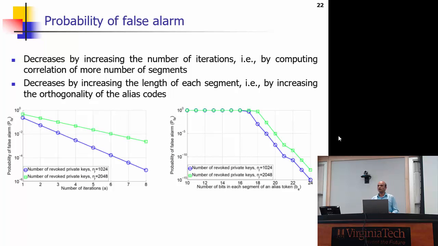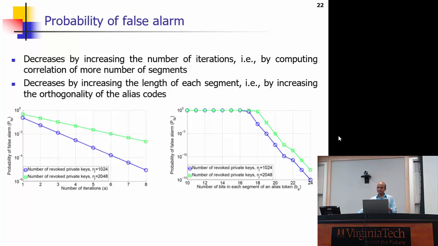So you have two things that you could change here. One is the length of each orthogonal code that you are using, and the other is the number of orthogonal codes that you check for. You do not need to check all the orthogonal codes that are concatenated in the Alias code. You can make the decision even before that. So in both cases, the right-hand side figure shows that if you increase the number of bits in each segment, you are increasing the length of the orthogonal code.